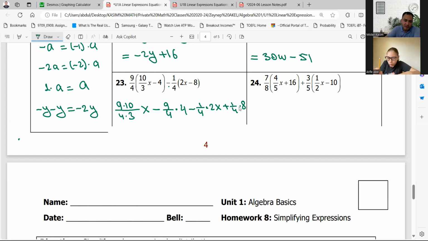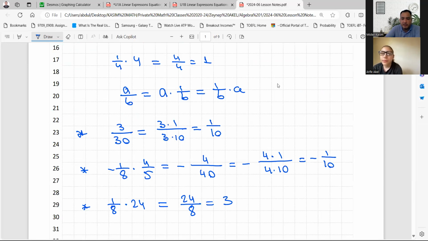Now simplify the first fraction, Zainab. What do we get here? 90 over 12. Okay, let me just write here, 90 over 12. Can you simplify this fraction?